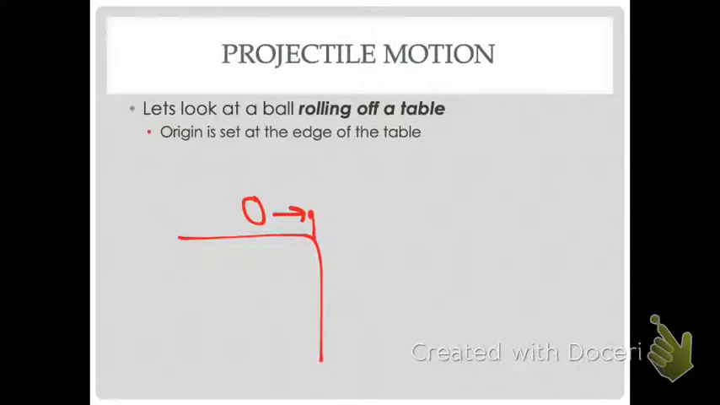So my origin is here, right? It becomes a freely falling object the second that it leaves the table. Do we agree with that? Okay, so what is my motion going to look like? Does it come off the table and go straight down? Yes, no, maybe? No. Does it come off the table and go straight horizontal? Does it go like this? Thank you. So what's my path going to look like? Right, it's going to look like a curve.